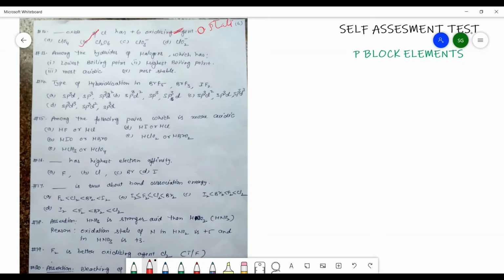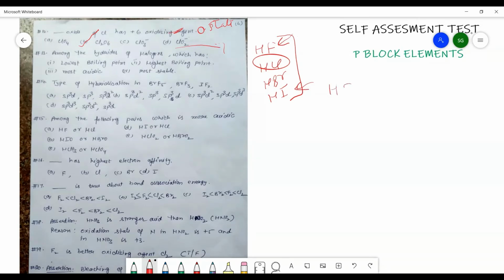Now the question number 13. Among the hydrides of the halogens, HF, HCl, you should know from the name what we are talking about. So we are talking about the hydrides of halogens, and we have to concentrate on them only. Which has the lowest boiling point? The lowest boiling point is of HCl because HF has hydrogen bonding and HI has strong van der Waals forces because of the large size of iodine.